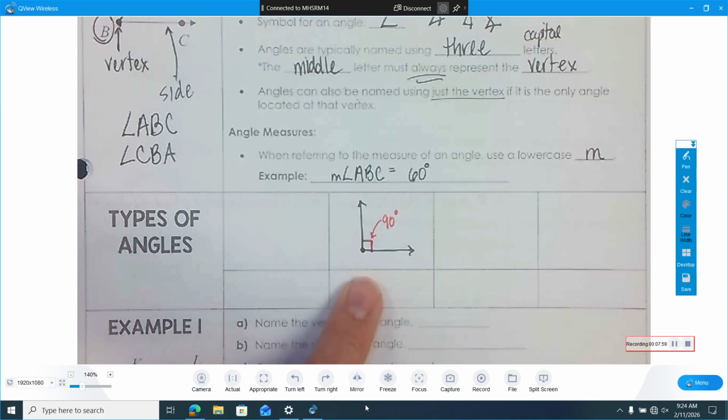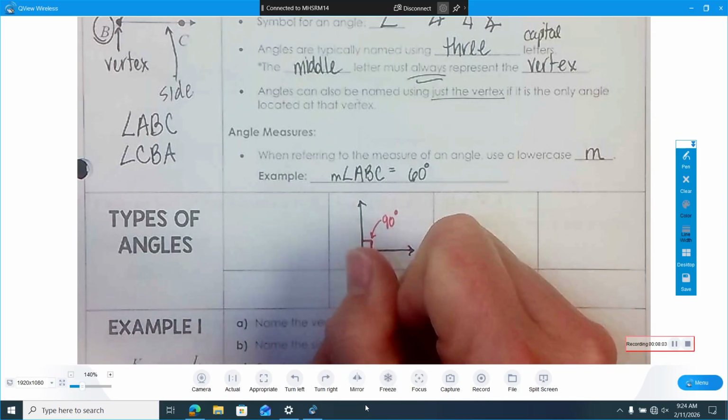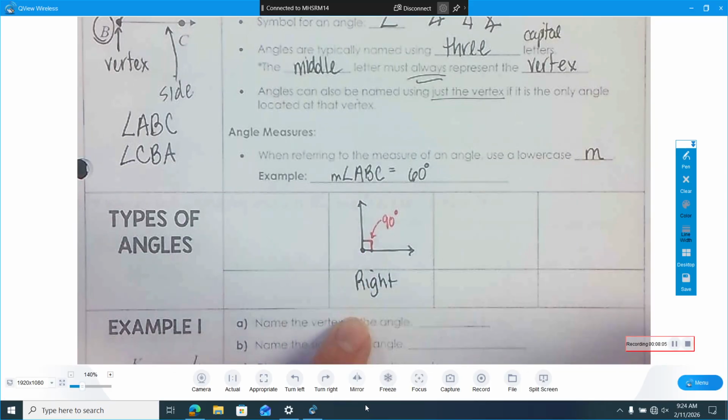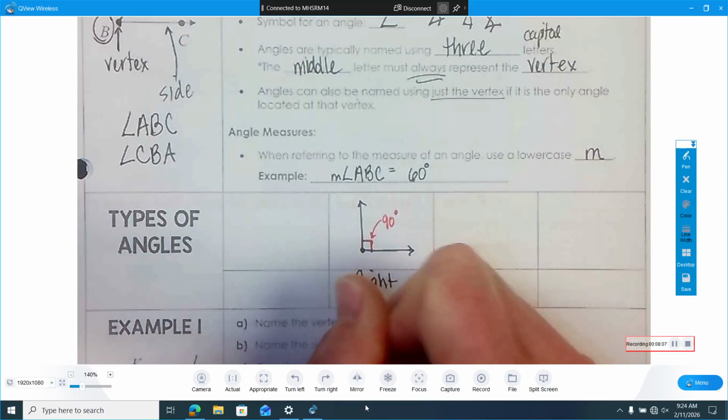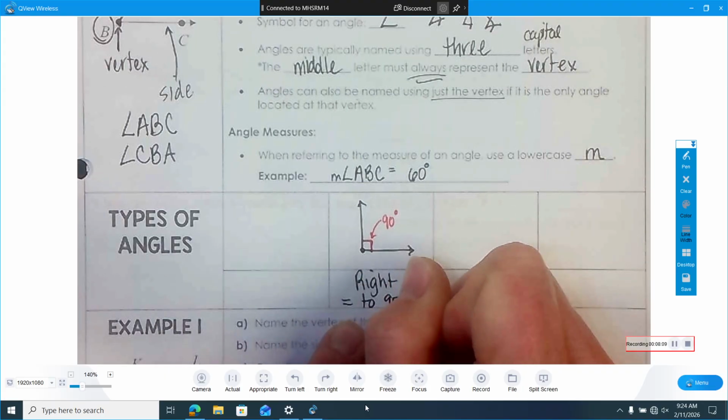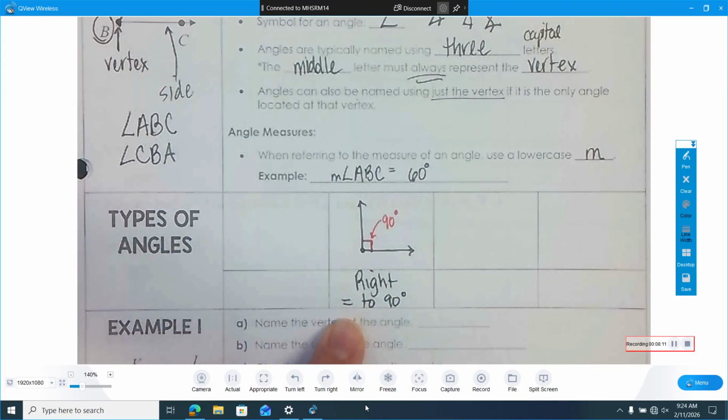Is there a name for this angle? Do you know a name for this angle? Right, a right angle. Very good. This is a right angle, and it is equal to 90 degrees. All right? So that's really good that you guys know that.